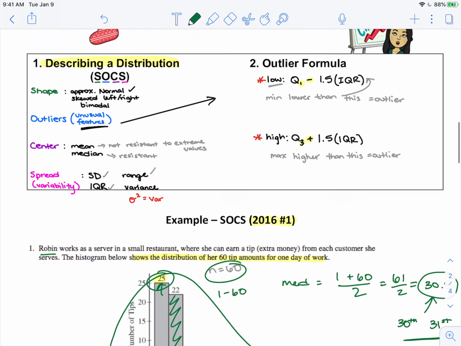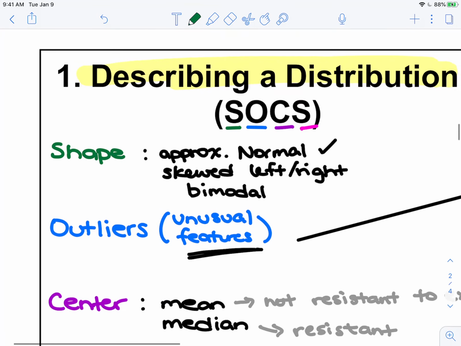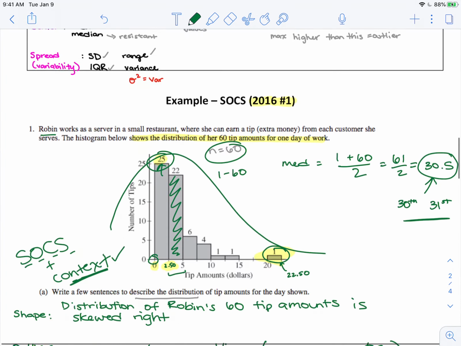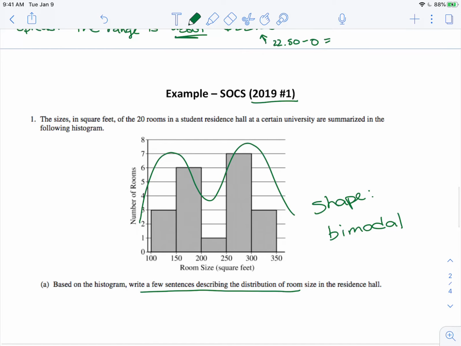So that just brings us up to the different shapes. You can have approximately normal, symmetric is included in there, skewed left, right, and bimodal. Unimodal would be 1 hump, aka symmetric or approximately normal.